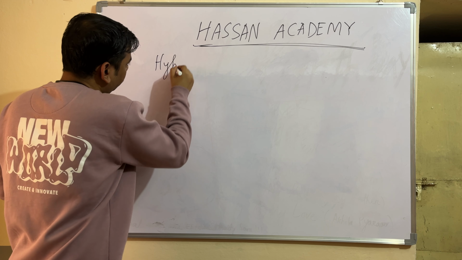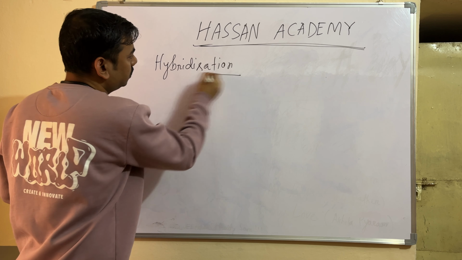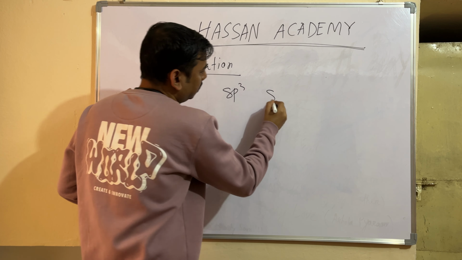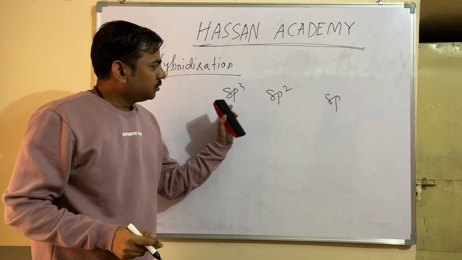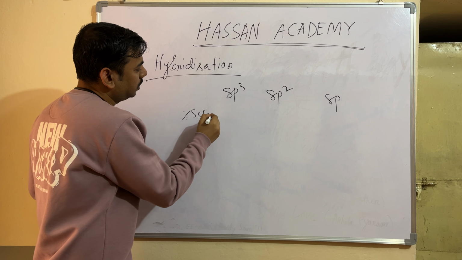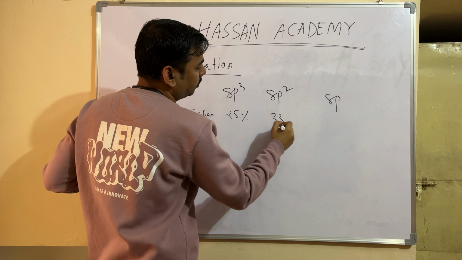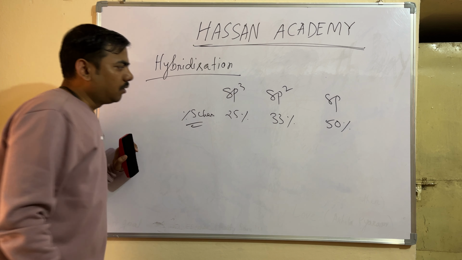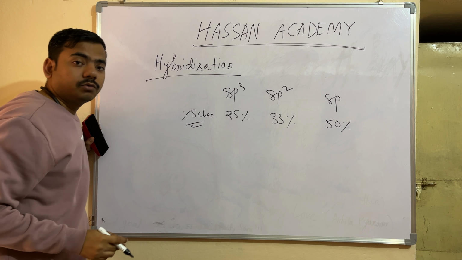So let's first discuss a little bit about hybridization, because this concept is related to hybridization, so you should know a few things about it. Once we say that it is sp3, sp2 or sp hybridized, with respect to their different hybridization, their S character is changing. S character here is how much? 25%. Here it is 33.33%. Here it is 50%.